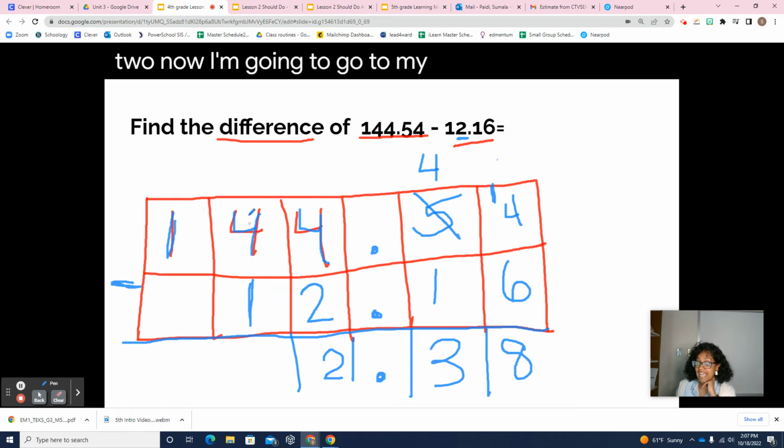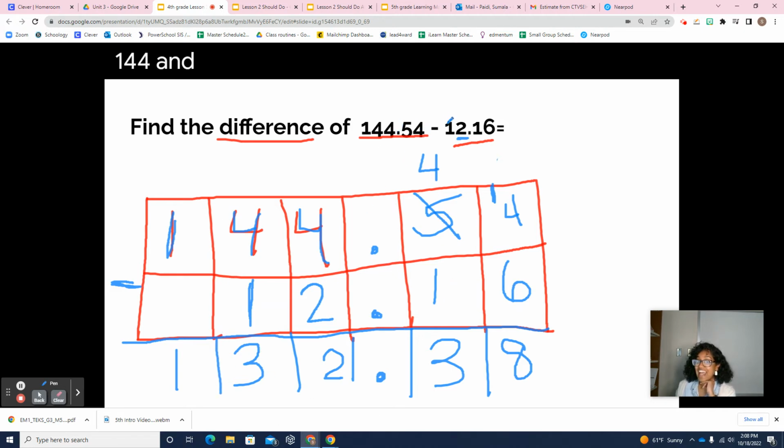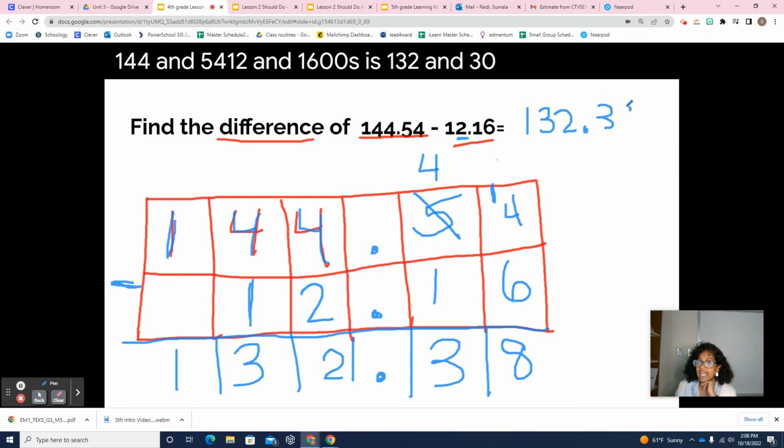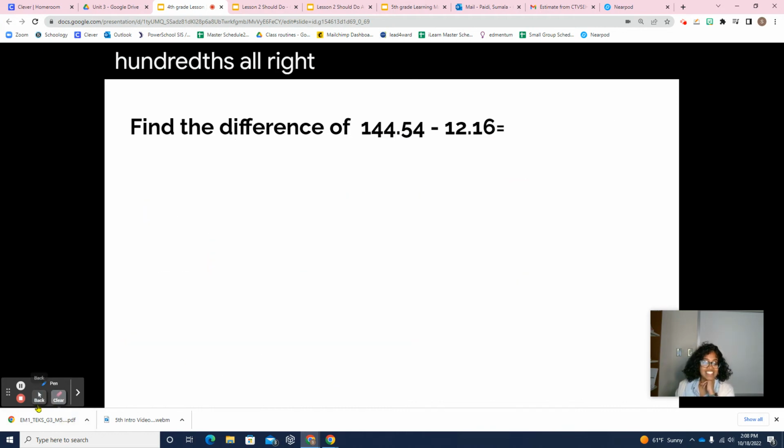Now I'm going to go to my tens, and I'm going to take away 1/10 from 4 tens. So that is going to leave me with 3. And then I don't have anything to take away from my hundred, so I have 1. So my difference between 144 and 54 hundredths and 12 and 16 hundredths is 132 and 38 hundredths. All right, let's keep going.